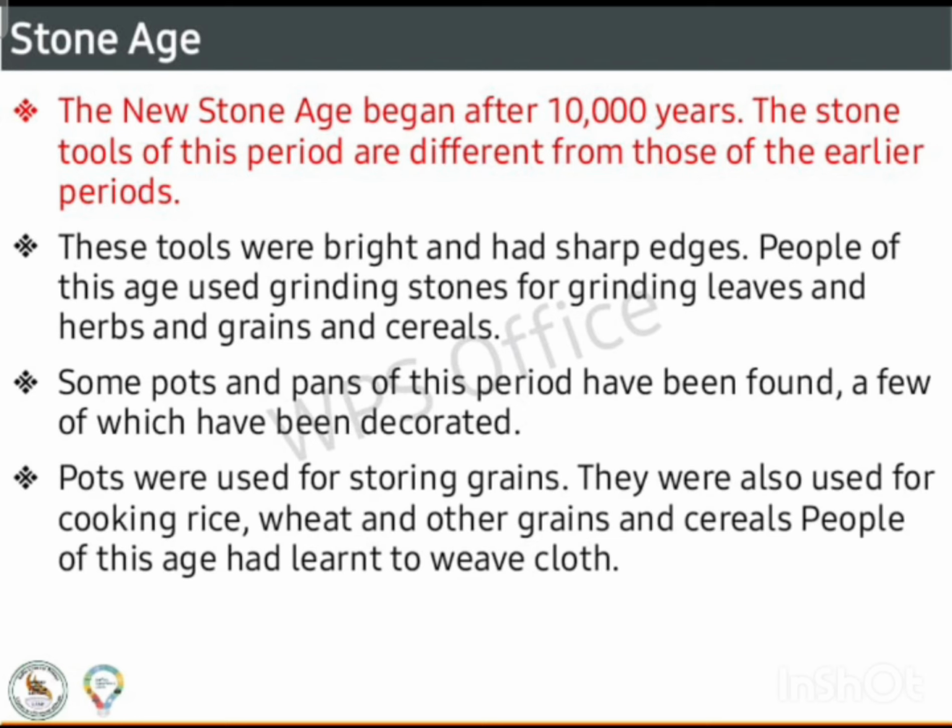The New Stone Age began after 10,000 years. The stone tools of this period are different from those of the earlier period. These tools were bright and had sharp edges. People of this age used grinding stones for grinding leaves, herbs, grains and cereals.